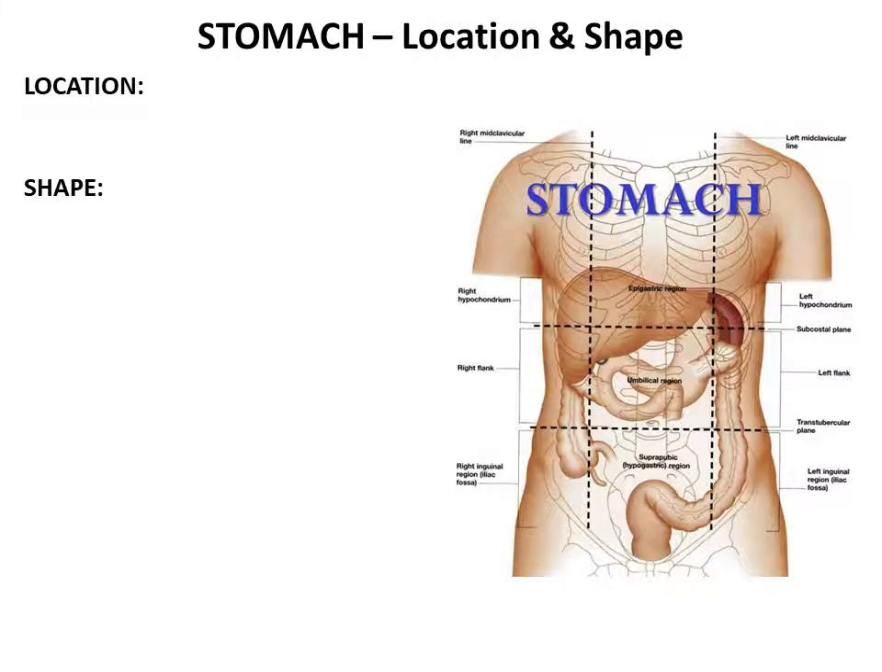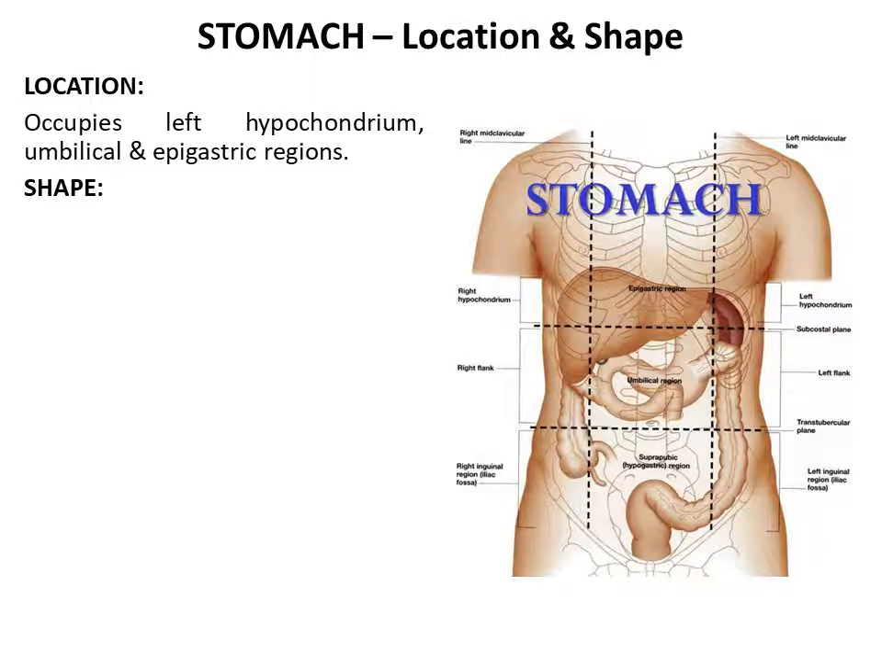The stomach is situated in the upper left part of the abdomen. It mainly occupies the left hypochondrium, umbilical, and the epigastric regions of the abdomen. Most of the stomach lies under cover of the left costal margin and the lower ribs.